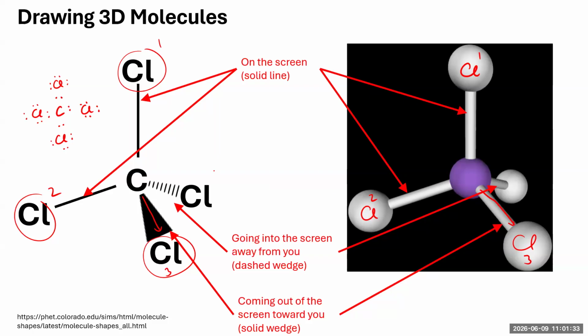And then we have this last chlorine here. This is the hardest one to draw. We'll call that chlorine 4, and it's going away from you, kind of away into the screen. So that's what's called a dashed wedge. This is standard nomenclature, or sorry, standard drawing techniques to show what's on the page, what's coming out at you, and what's going away from you. And you're going to use this over and over again throughout chemistry, right?